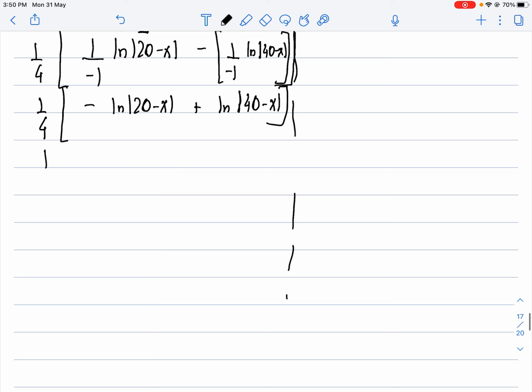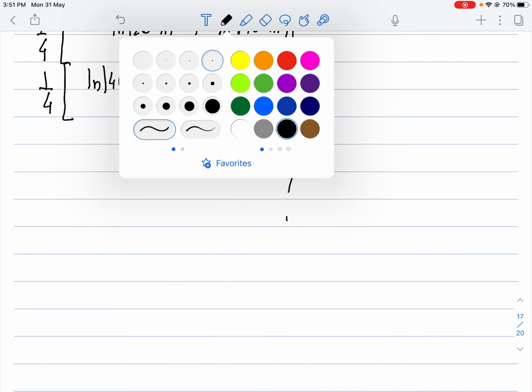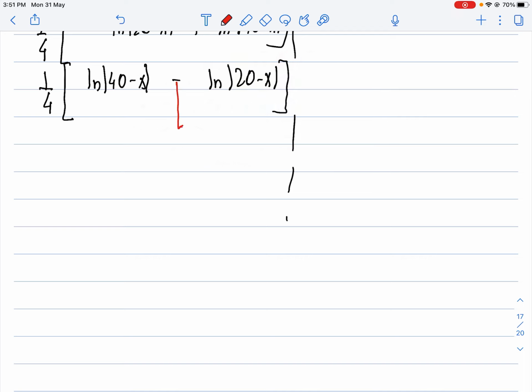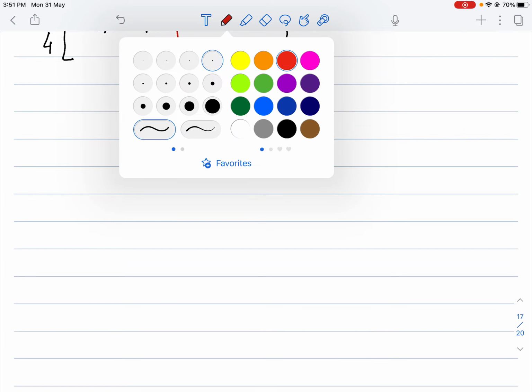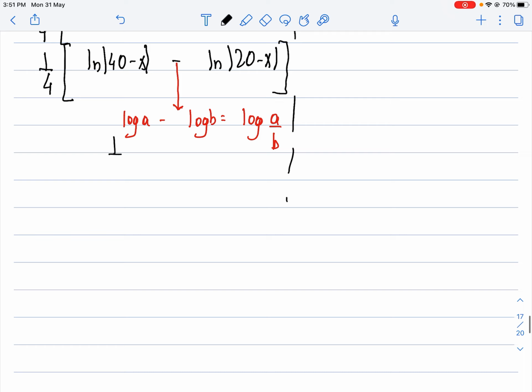Now I can rearrange it as 1 over 4 with ln (40 minus x) minus ln (20 minus x). Correct? The log property which I can use here is simply log a minus log b can be written as log of a over b. Using this log property, I can write this as 1 over 4 ln of (40 minus x) over (20 minus x). Correct?